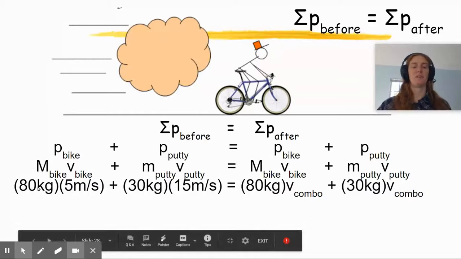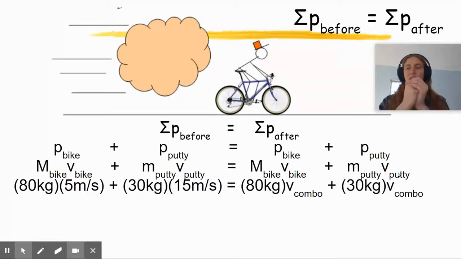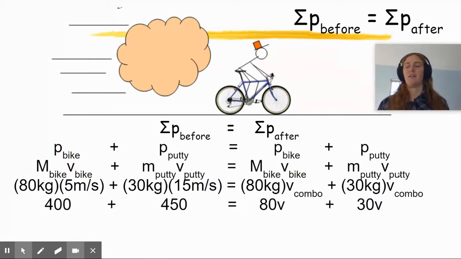So the bike plus rider area is 80 kilograms. They're originally traveling at 5 meters per second. The mass of my putty is 30 kilograms, and it was originally traveling at 5 meters per second. Then I have the mass of each over here, and then the velocity when they're stuck together. Because originally I had the velocity of the bike and the velocity of the putty, but once they're stuck together, in order for them to be moving together, they need to have the same velocity. So I just called it velocity combo. And instead of writing out combo every time, I just shortened it to V.